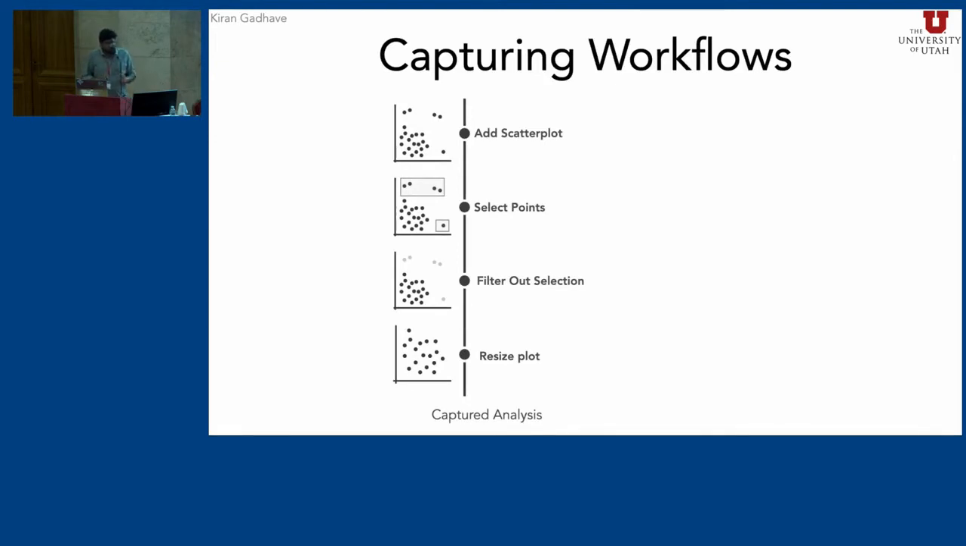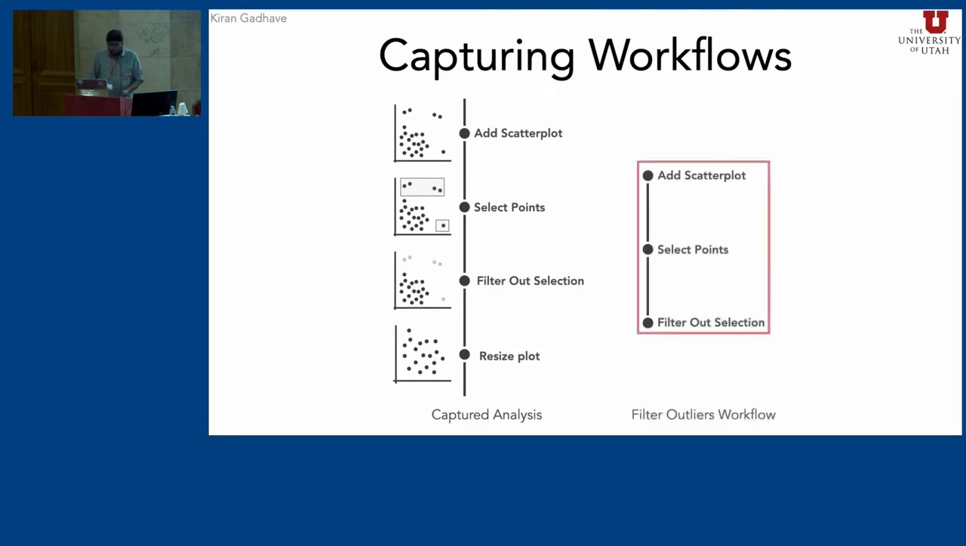This is a simple analysis process where the analyst first added a scatter plot. Then they use rectangular brushes to select the points which are outliers, and then they filter out their selection. Then they resize the plot, since now they don't have outliers, to better see the data. Now the analyst decides to curate the first 3 steps, which are adding the plot, selecting the outliers, and filtering out the selected points as a workflow, and they call it a filter outliers workflow.